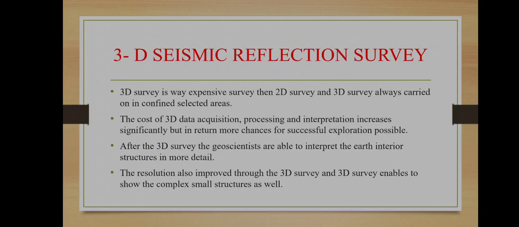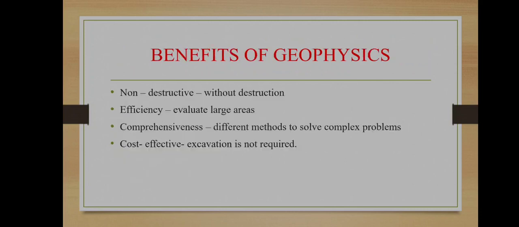The next one is the 3D seismic reflection survey. It is very expensive compared to 2D, and it's always carried out in confined, selected areas. The cost of 3D acquisition, processing, and interpretation increases significantly, but in return there are more chances for successful exploration. After the 3D survey, geoscientists are able to interpret the earth's interior structures in more detail. The resolution is also improved, and the 3D survey enables showing complex small structures as well.